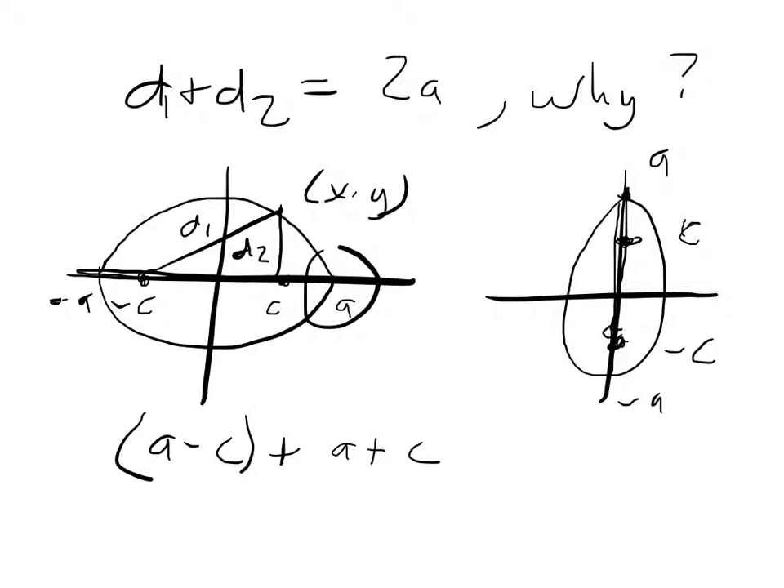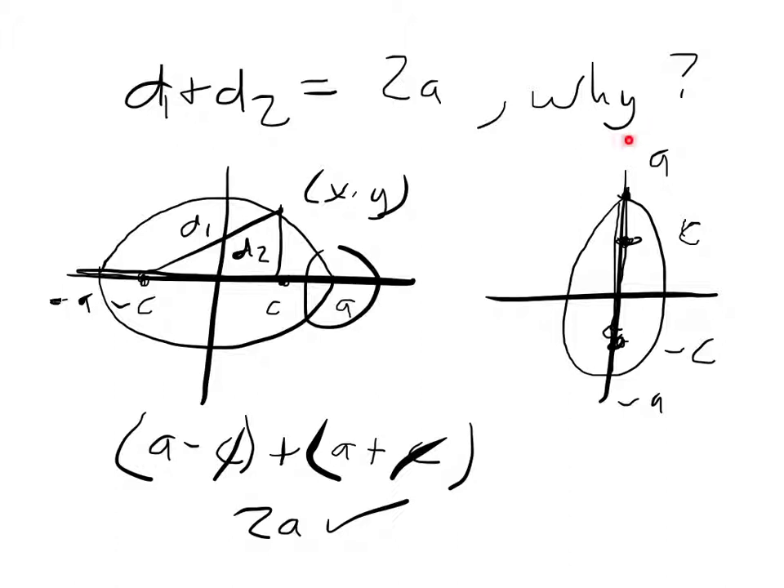If I add up those two distances, what do I get? The C's will cancel and I'll get 2A. Well, again, that distance has to be a constant. So for this specific point, if the distance from focus 1 plus the distance to focus 2 is going to be 2A, guess what? It's got to be 2A anywhere, because that's my geometric definition.